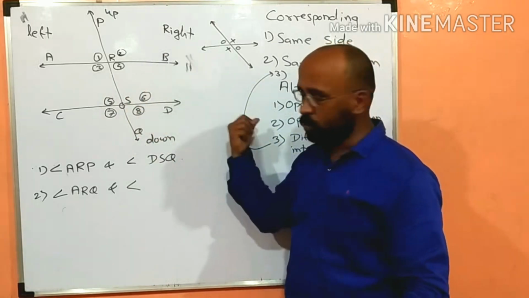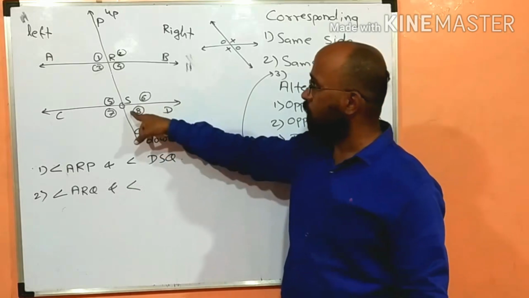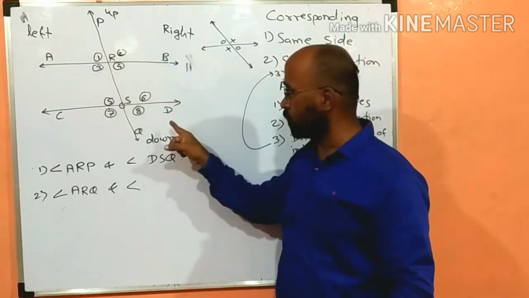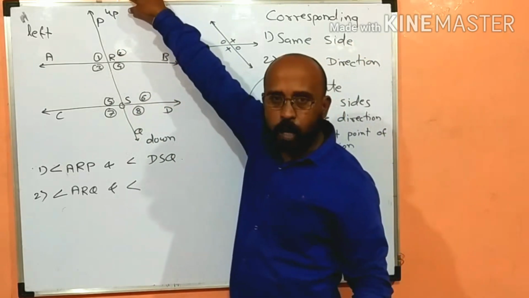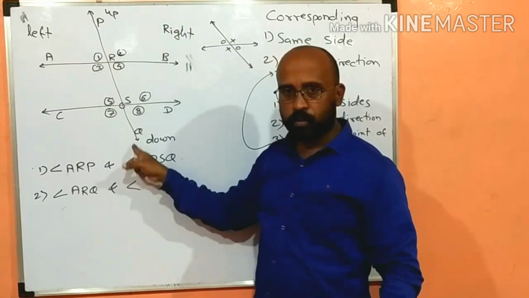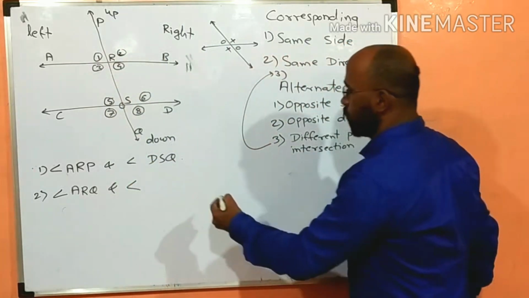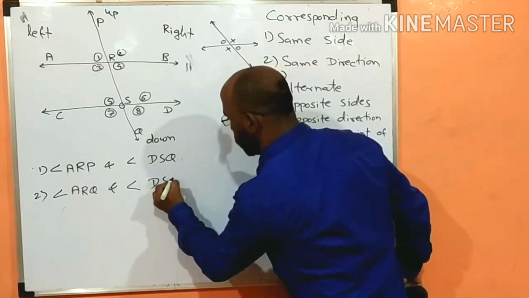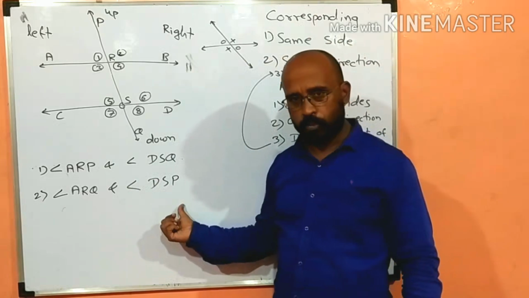DSP on opposite side of ARQ. Direction on transversal. SP is part of transversal. In case of DSP, SP is part of transversal which is going towards up. And in case of ARQ, RQ is part of transversal which is going towards down. Means directions are opposite. So therefore angle DSP is alternate angle of angle ARQ. Got it, students?